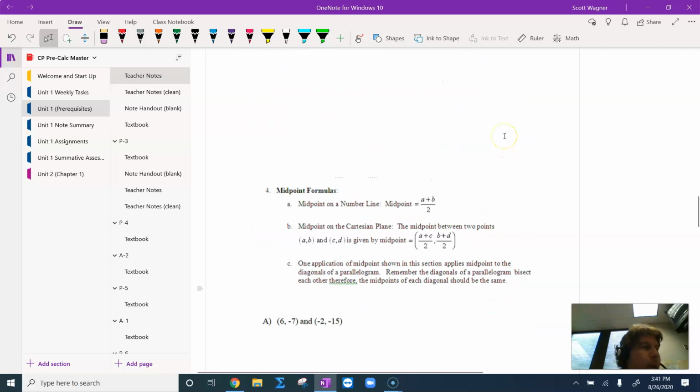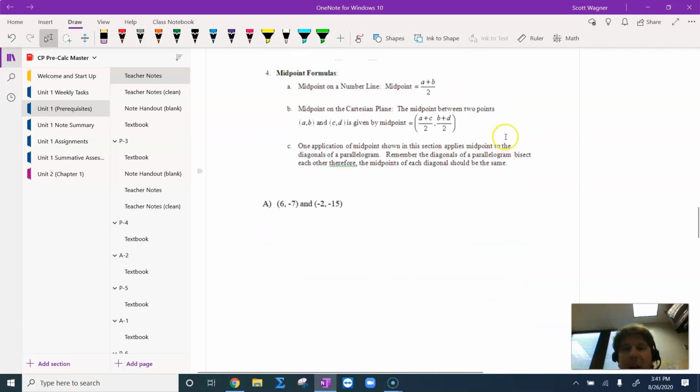Midpoint formulas. Pretty much what's smack dab in the middle, the exact halfway point. You add the two values together and you divide by 2. And that's basically how you find midpoints for everything. Another application that you'll see as we progress is the diagonals of parallelograms. Diagonals of parallelograms bisect, meaning they meet at the midpoint. We can use that concept with the midpoint formula.